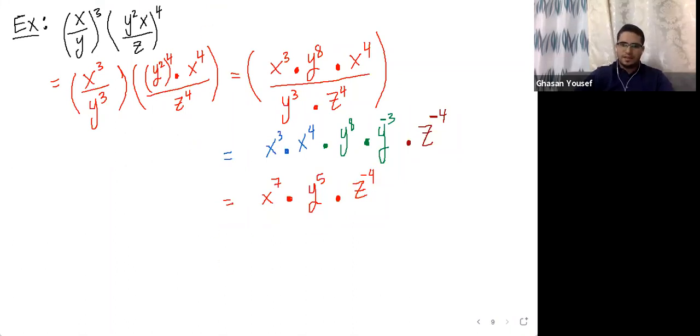just when you arrive to this step, you have to write it like this, equal x to the 7, because we have positive exponent, times y to the 5, we have positive exponent, and here we have to change it from negative exponent to positive exponent, so it would be z to the power 4. Make sense?